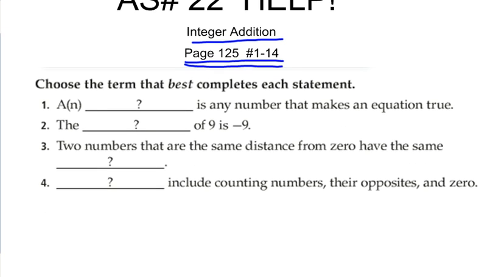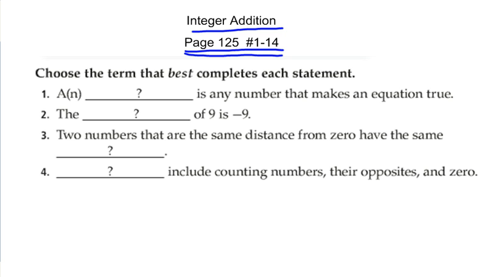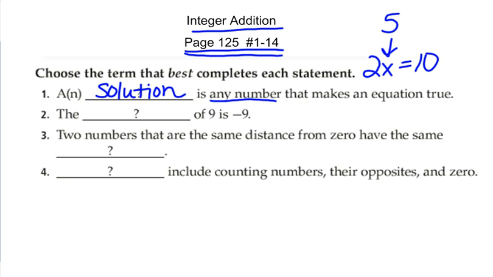So your book looks something like this. It says choose a term that best completes each statement. So a blank is any number that makes an equation true. Now we've talked about equations back in 2-1. So we know a solution to those equations is any number that makes the equation true. So we can say, what's 2x equals 10? Well, the number that makes this equation true would be 5, because 2 times 5 equals 10.